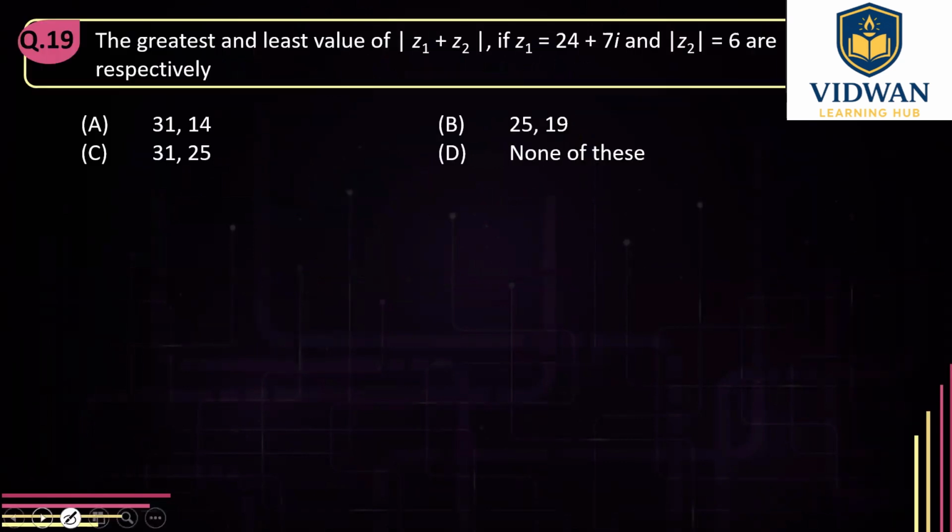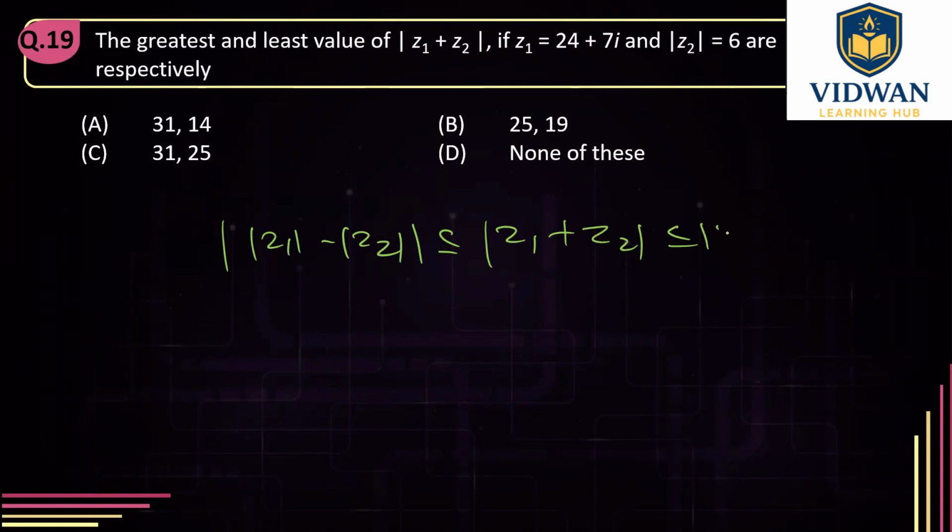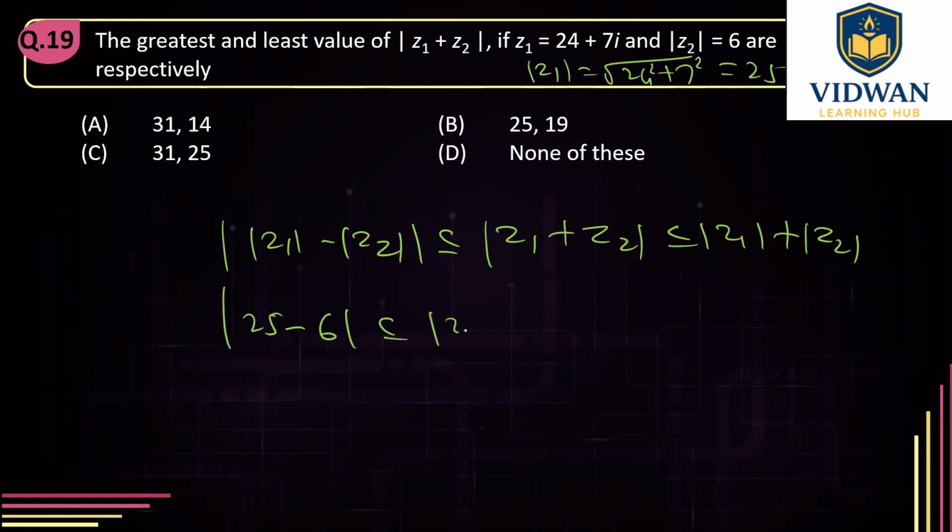Now let's move on to the next question. We have to find out the greatest and least value of mod of Z1 plus Z2, given the Z1 value and mod Z2 value. So you know that mod Z1 minus mod Z2 is less than or equal to mod of Z1 plus or minus Z2, we'll take plus here, which is less than or equal to mod Z1 plus mod Z2. So using this, you clearly know that if you take the modulus of Z1, it will be root of 24 square plus 7 square, which is root of 625, which is 25. So here you can write 25 minus 6 less than or equal to mod of Z1 plus Z2 less than or equal to 25 plus 6.